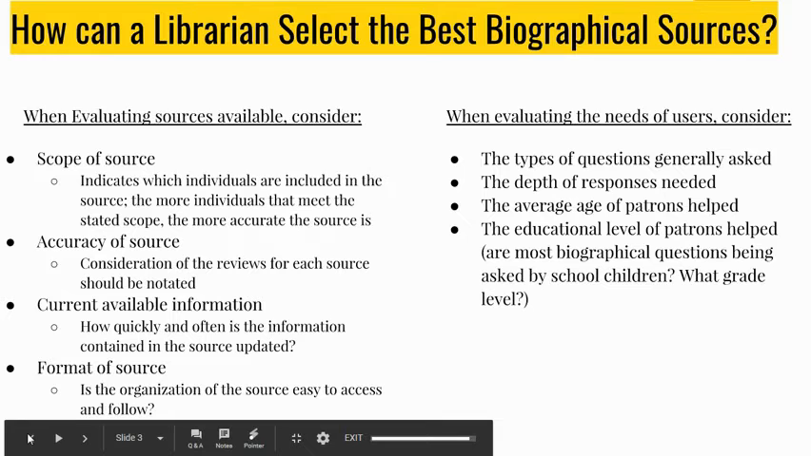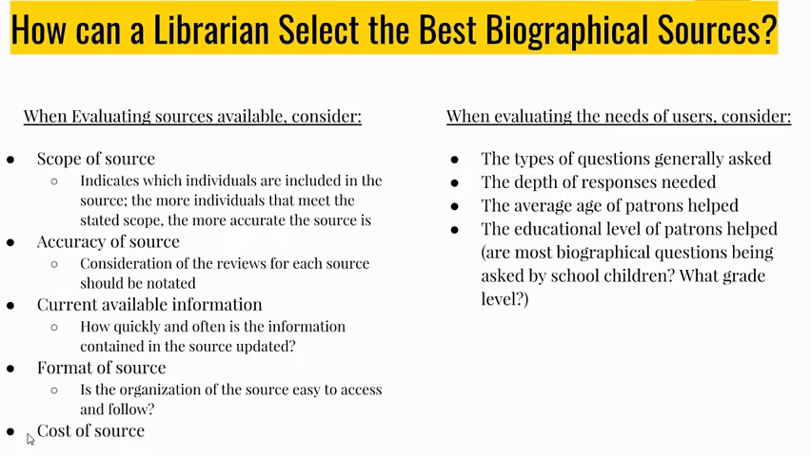When looking at the sources available, the librarian should consider the scope of the source, the accuracy of the source, current information available, and the format of the source. These things together will help the librarian make an informed decision about which resources are best to have in her collection. When evaluating the needs of the users, librarians should consider the types of questions that are generally asked, the depth of responses that are needed, the age of patrons, especially when considering your grade level as well as the reading level of your students, and the educational level of patrons.